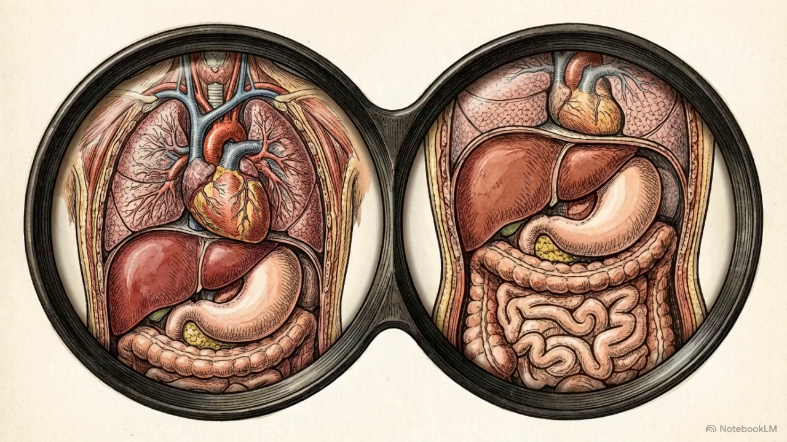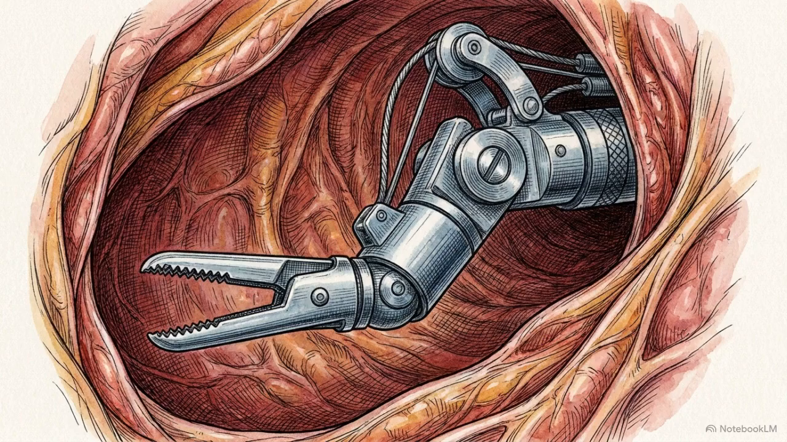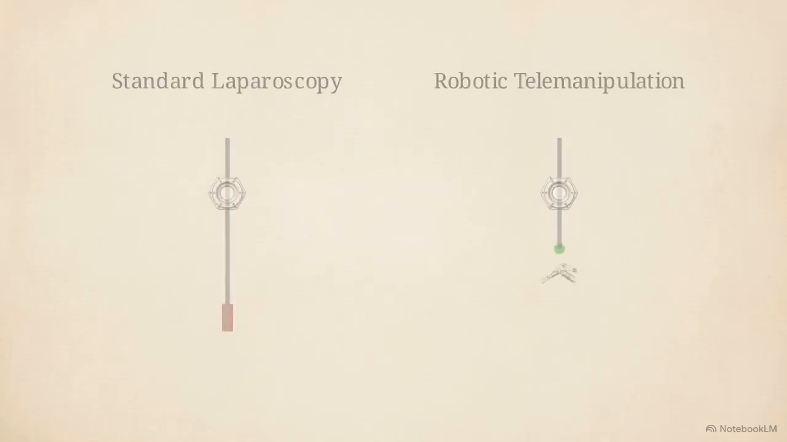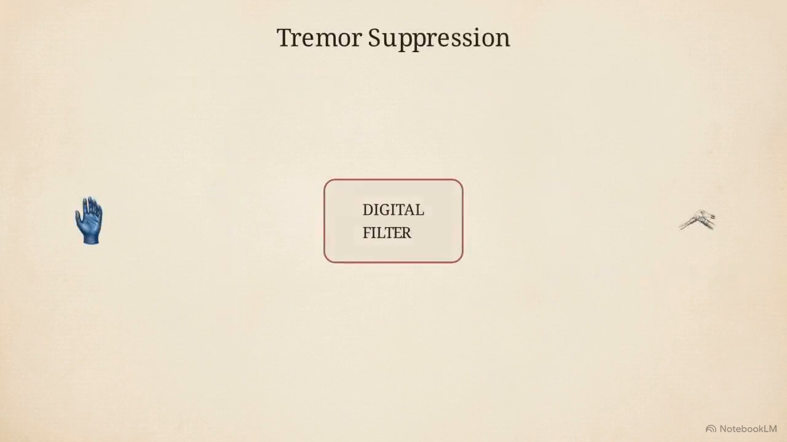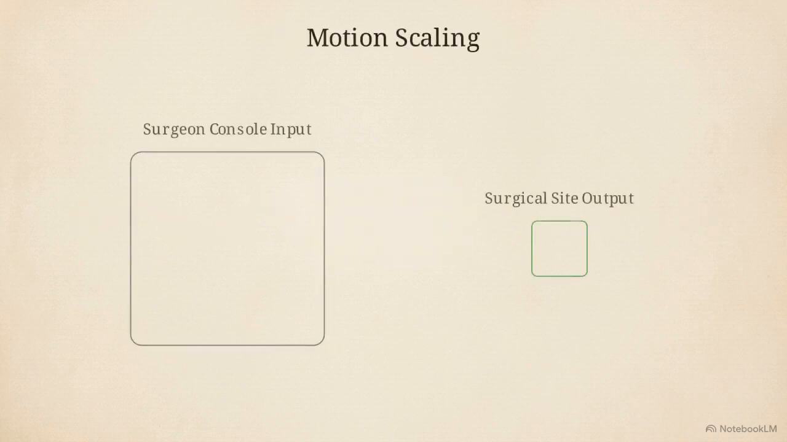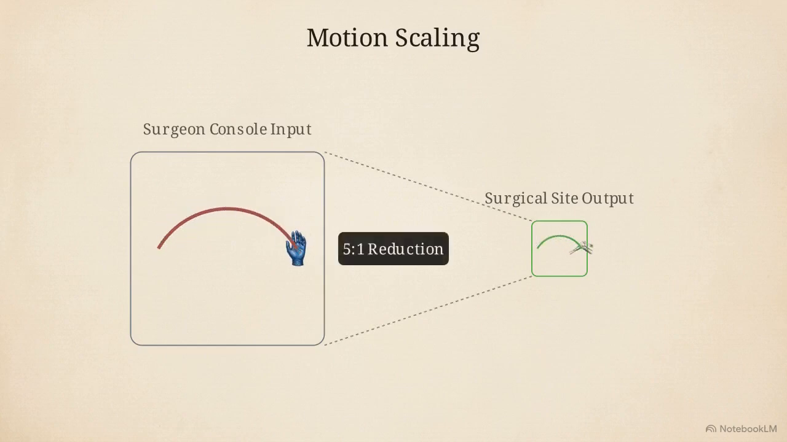This hub restores high-definition stereoscopic vision, providing the surgeon with the depth perception that standard monitors lack. At the patient side, the robotic cart uses multi-jointed instruments that eliminate the rigid fulcrum effect. These instruments provide 7 degrees of freedom, replicating the human wrist. The interface provides tremor suppression, filtering out the natural micro-shaking of the surgeon's hands. Furthermore, software enables motion scaling, translating a large movement at the console into a micro-precise movement at the surgical site.